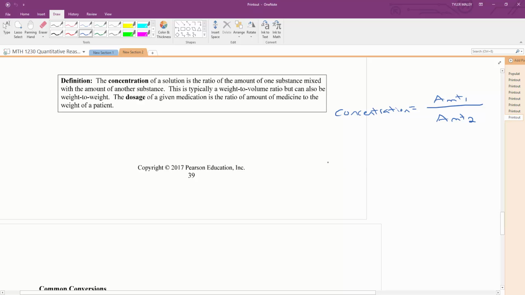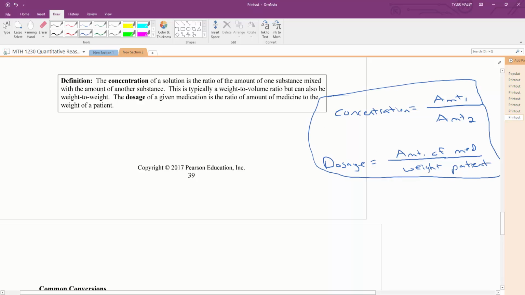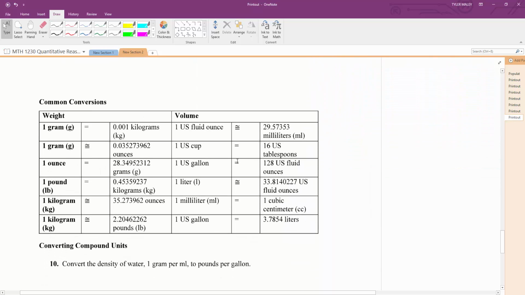And then the other thing we're given is dosage. Dosage is also a type and application of ratios. This is where we're comparing the amount of medicine compared to the weight of the patient. So you might want to keep these handy. I just turned those words into some equations for you. It might make a little more sense.